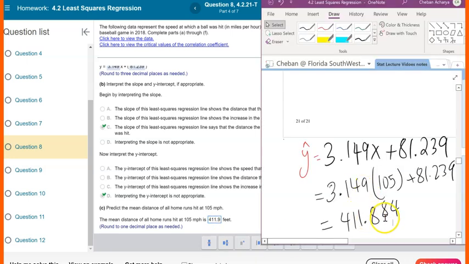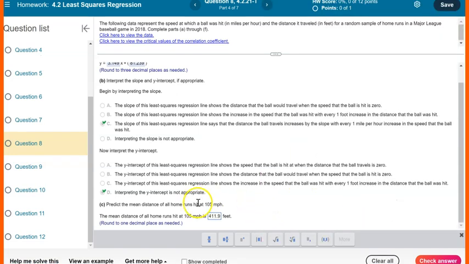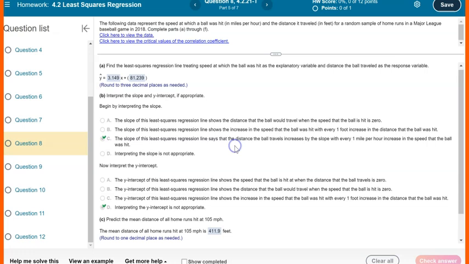884, to round it to 1 decimal place, this 8 becomes 9. That's the predicted distance when the ball's speed is 105 miles per hour. Check the answer. You're good.